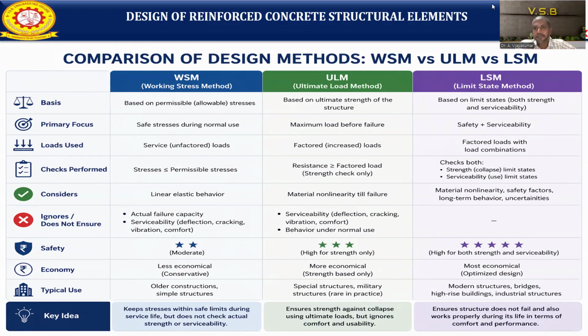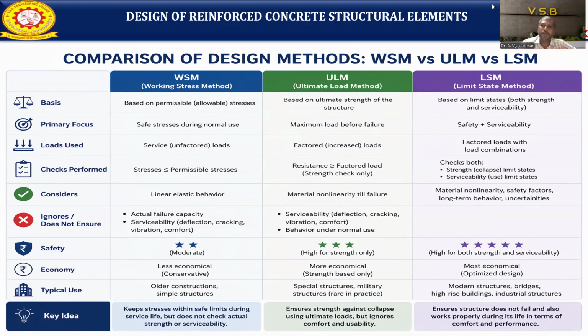When you see the basic concept of all three methods, the working stress method is based on permissible, allowable stresses only, whereas the ultimate load method is based on the strength of the structure and the excess of loading. The limit state method is based on both the strength as well as the limit states; each and every point has a limit. The crack has a limit, the deflection has a limit, fatigue or vibration, everything has a limit. They should not cross the limit state. That is the limit state method.